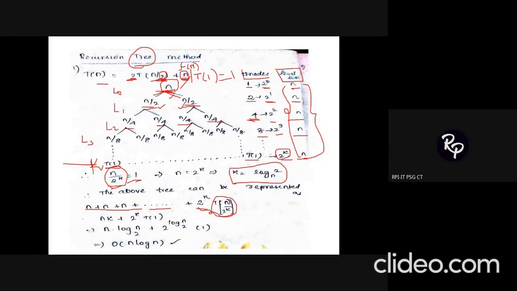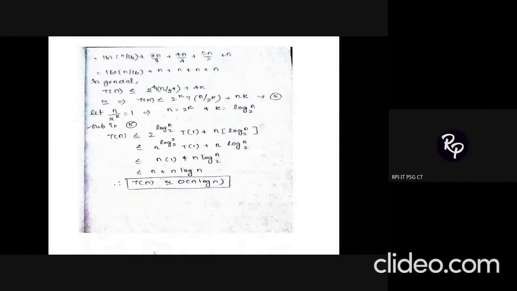So in general, I can write this as n times k plus 2 power k into time complexity of 1, because we have assumed n divided by 2 power k is equal to 1 because of this equation. So this becomes 2 power k into time complexity of 1. So instead of k, we can do the substitution as log n to the base 2. So on rearranging it, we will be getting the time complexity as order of n log n. Then look into the previous question also, the same answer, order of n log n, we are going to get. So that's why I told you whether it is iteration or recursion tree, it is the same.